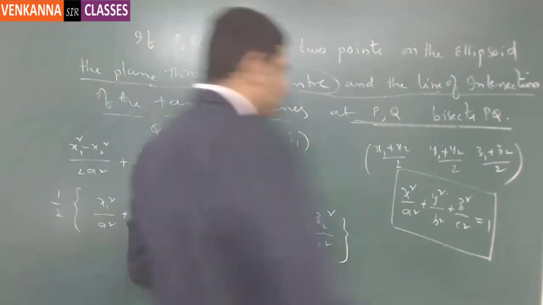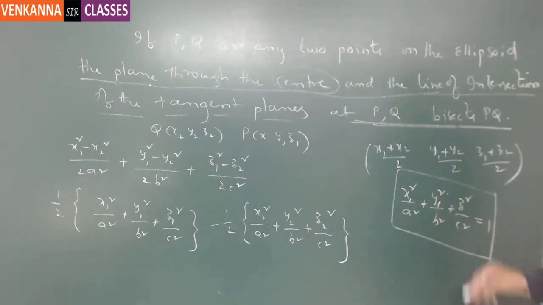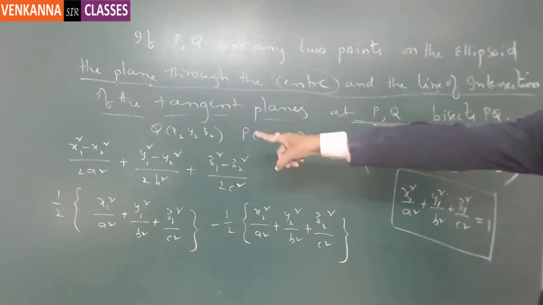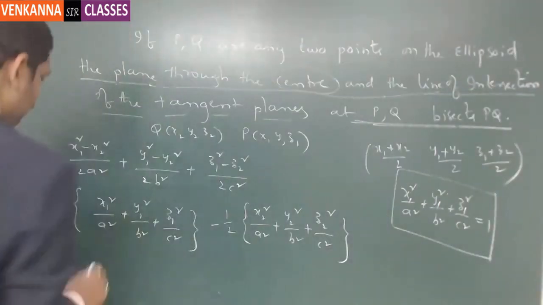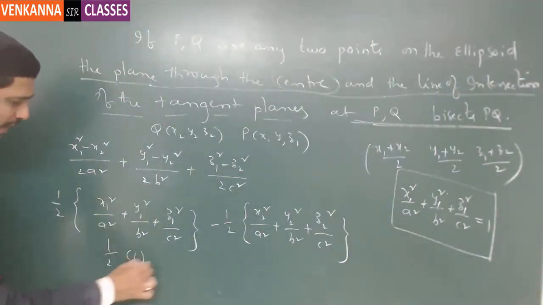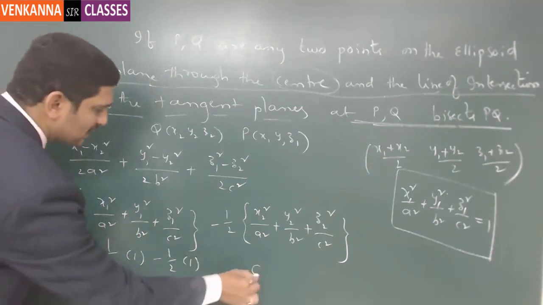So you have x1 square by a square plus y1 square by b square plus z1 square by c square is nothing but 1. Similarly, for the other point also you will get 1. So this is nothing but 1 by 2 into 1 minus 1 by 2 into 1, which gives the value as 0.